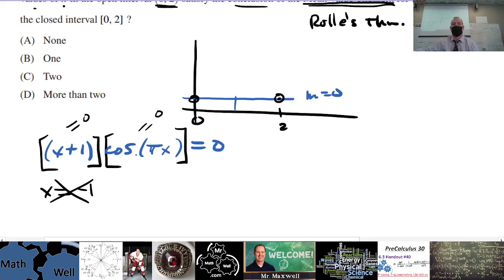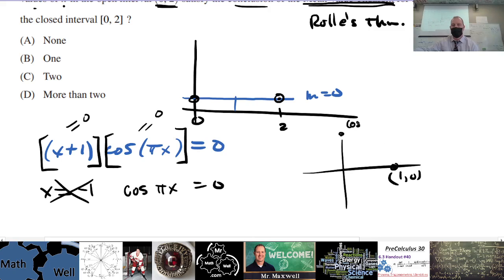But what about cos? Cos of pi x equals 0. Here's where you have to remember your unit circle. Cos is 1 at 0. Cos is 0 at pi over 2, at 90 degrees, so that's where cos is equal to 0. So how do we make this equal to pi over 2?